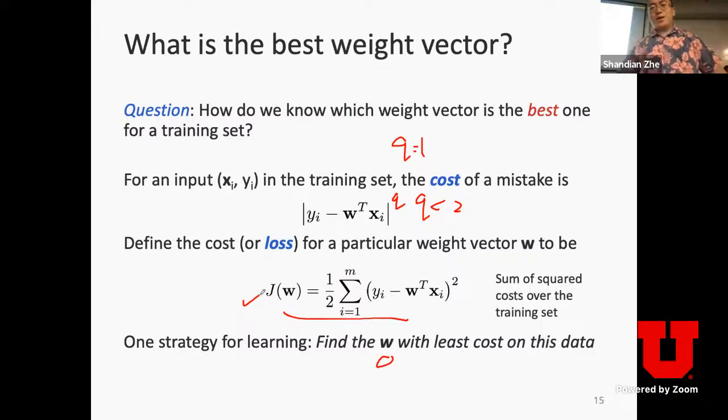Well, because in the original literature this is not one half, it is 1 over m. There's no difference, because when you minimize this objective, it doesn't matter if you multiply the sum by 1 over m or by 1 over 2. Good question. Any other questions?